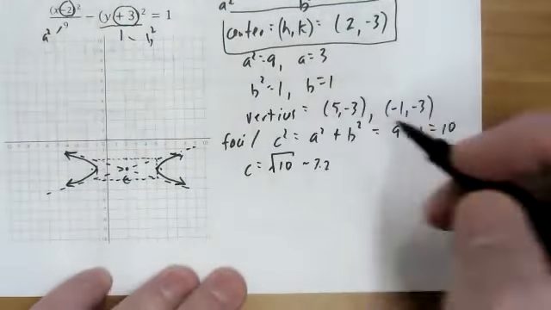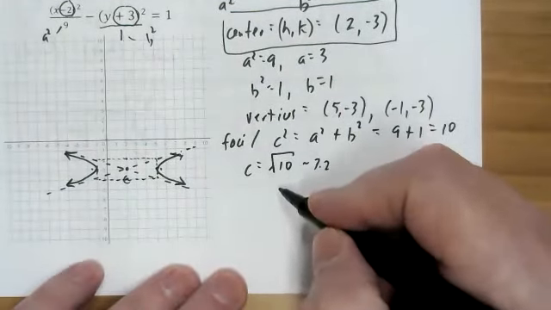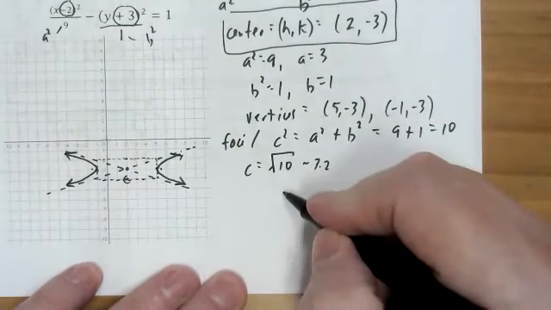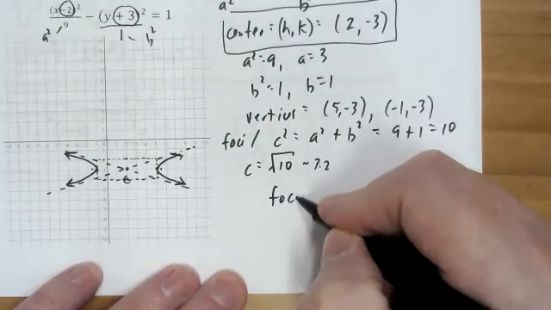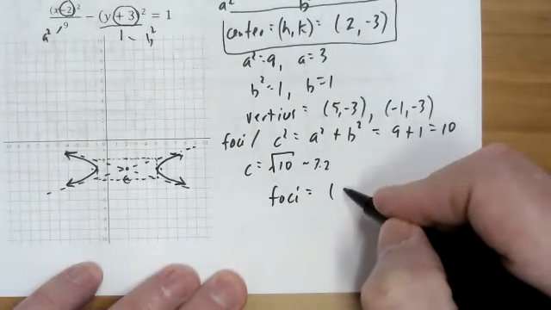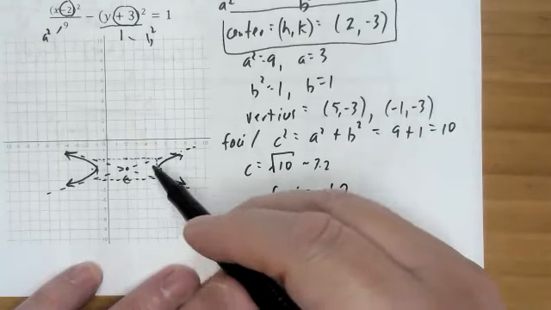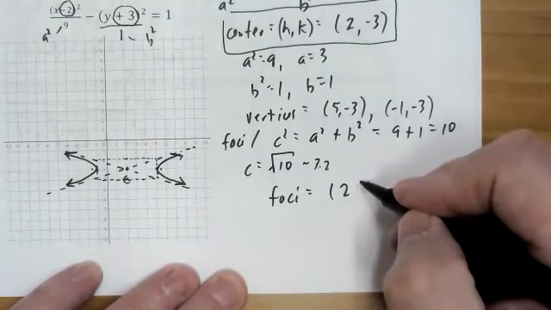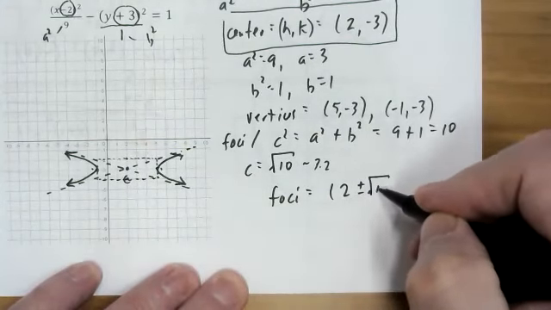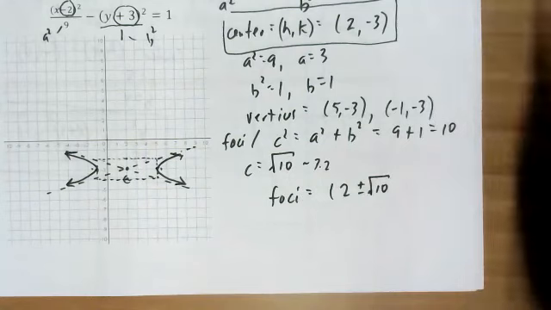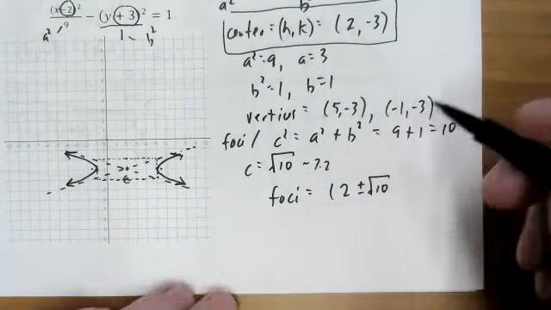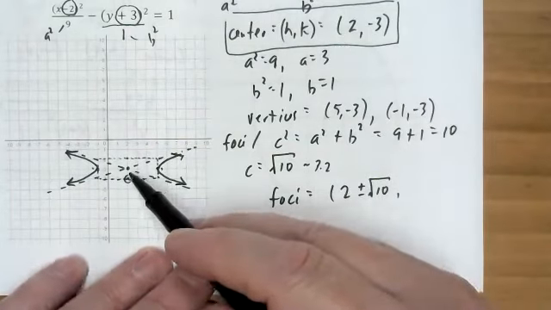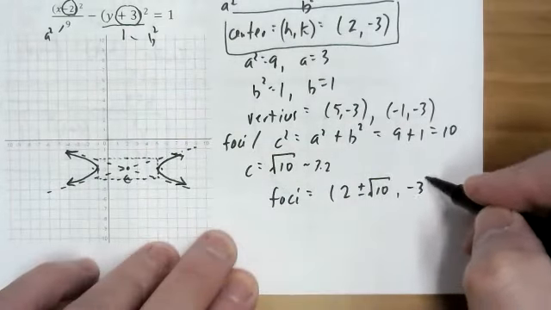Now, if I want to write the point, what I do is, in this case, the center is 2. And then I either add the distance C or subtract the distance C. C is actually square root of 10, so I can say 2 plus or minus square root of 10. And then the y value doesn't change. It's always at -3.